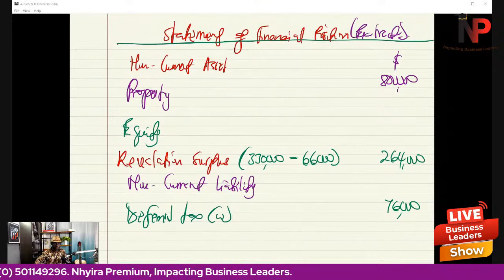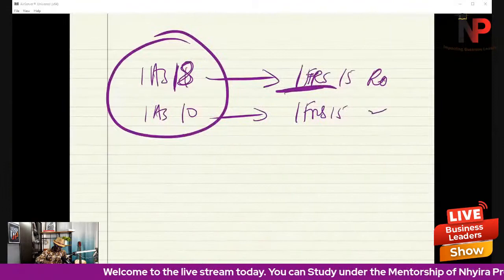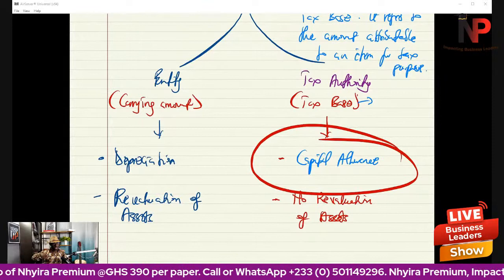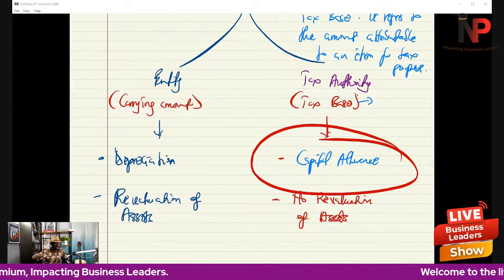Is it always the case that the tax base will be given? It depends on the context of the question. If you remember what we said here, when you're dealing with tax base, the tax authority is interested in capital allowance. So you may be required to look at the capital allowance given to you, and then calculate the tax base yourself. It depends on the question.